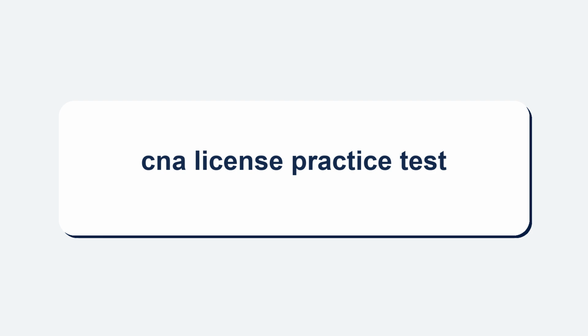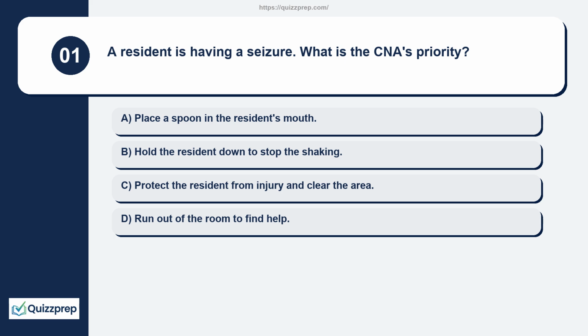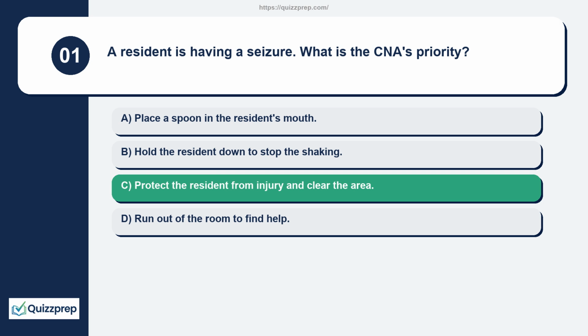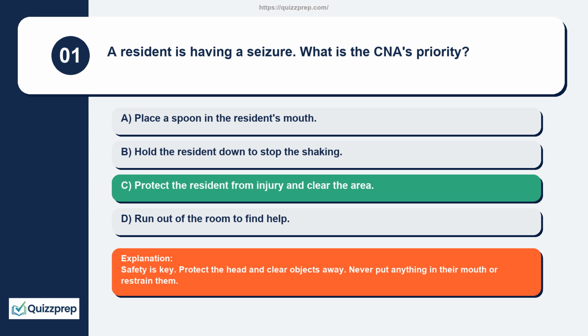CNA license practice test. Question 1. A resident is having a seizure. What is the CNA's priority? Place a spoon in the resident's mouth. Hold the resident down to stop the shaking. Protect the resident from injury and clear the area. Run out of the room to find help. Safety is key. Protect the head and clear objects away. Never put anything in their mouth or restrain them.